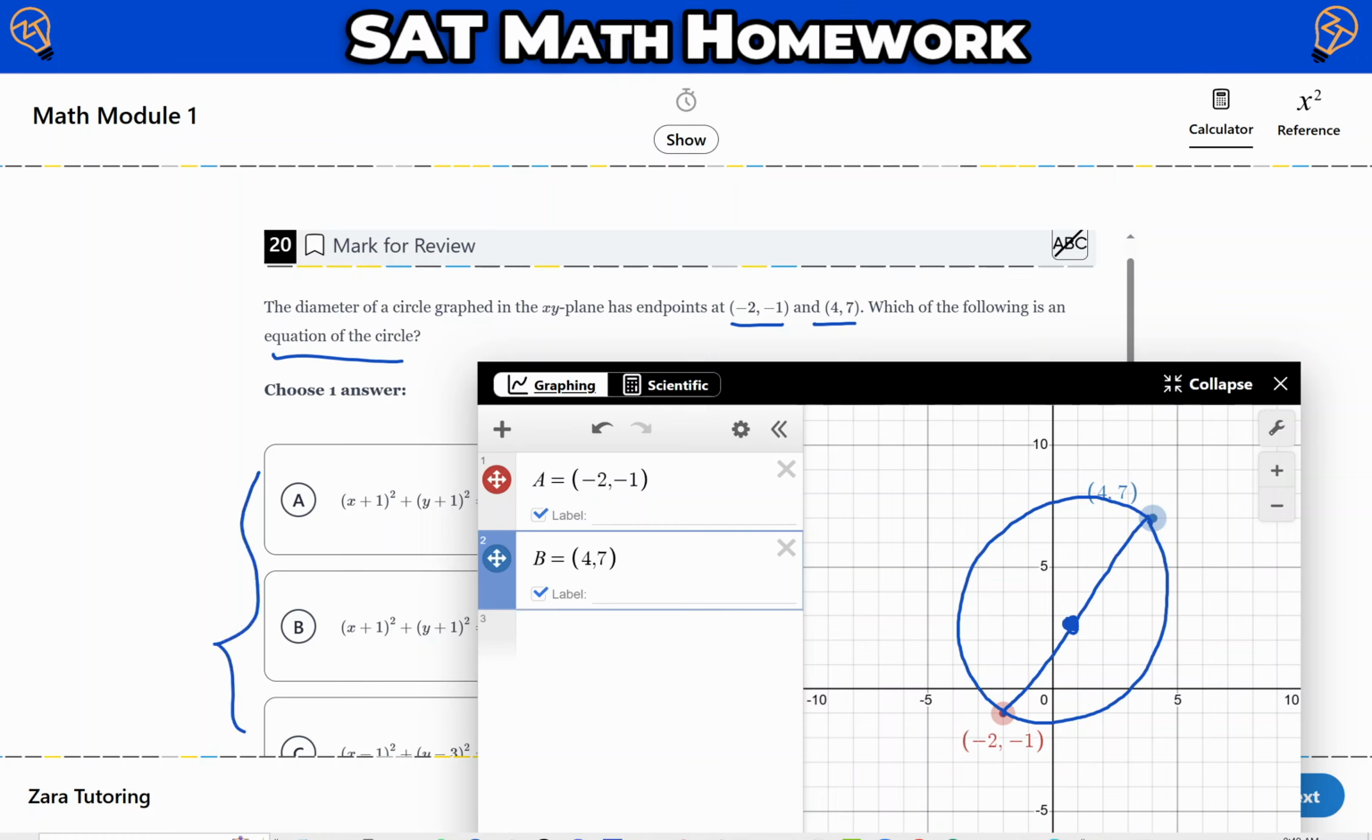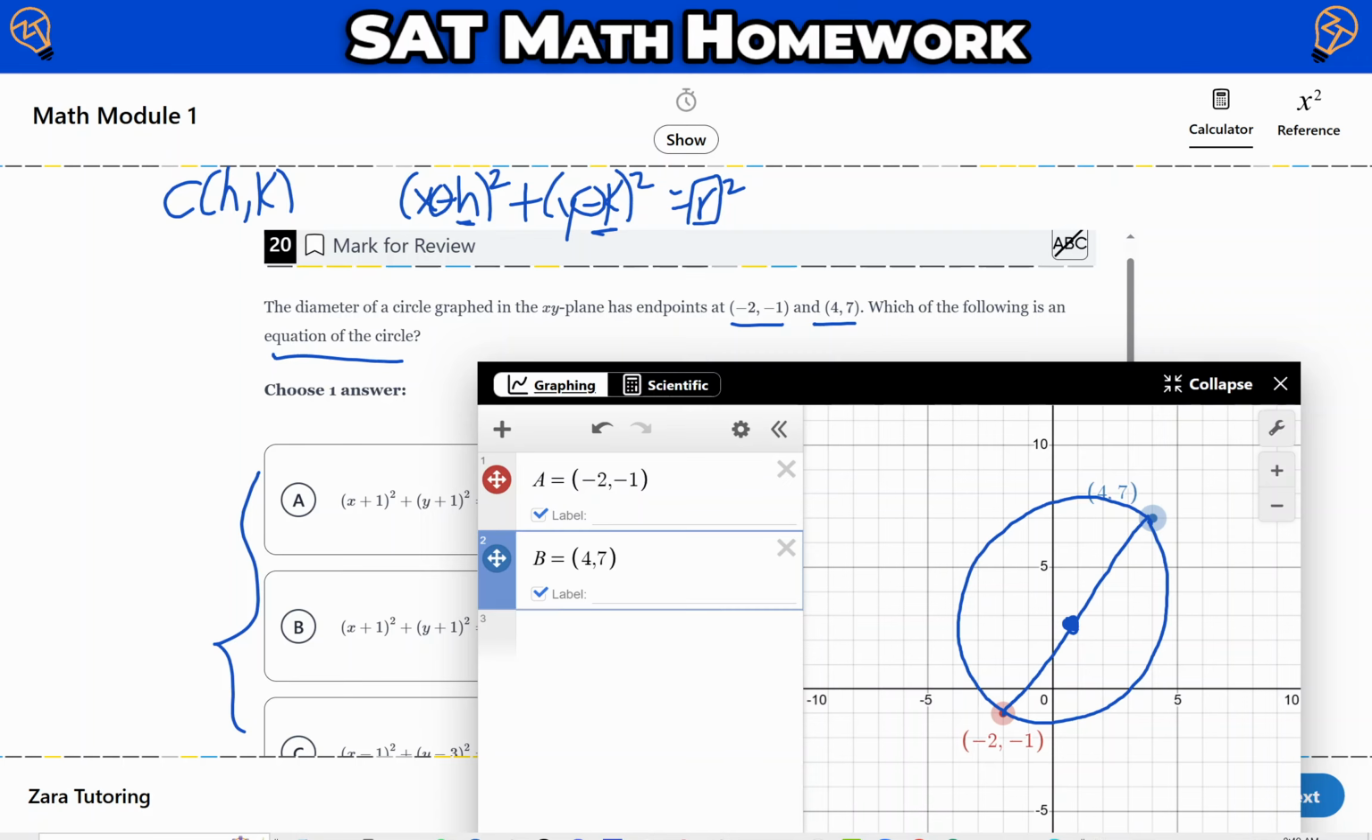And the standard equation of a circle is the quantity x minus h squared plus the quantity y minus k squared is equal to r squared. Very important to memorize that. And the center is always (h, k). In other words, opposite, opposite. And then on the right side, you have the radius squared.